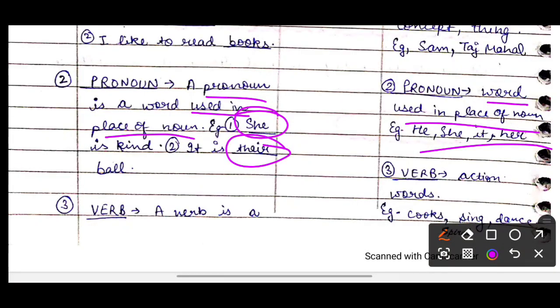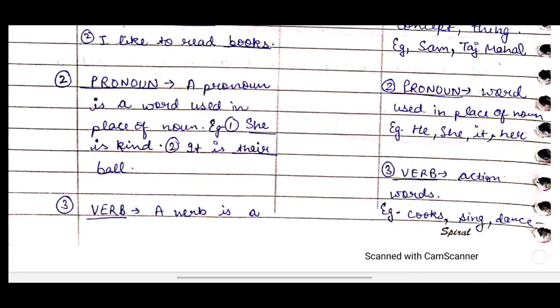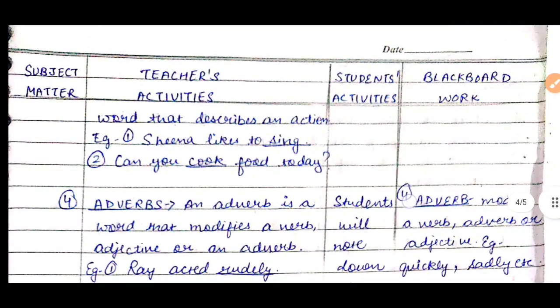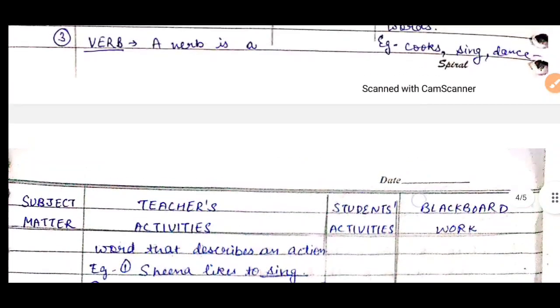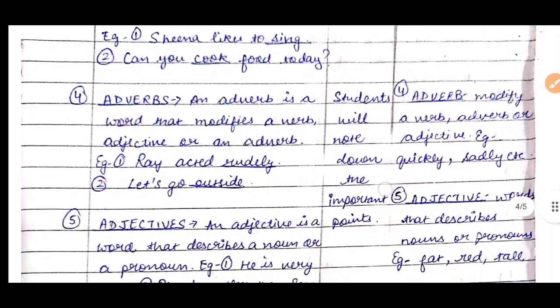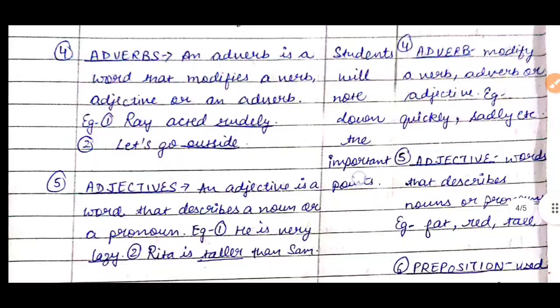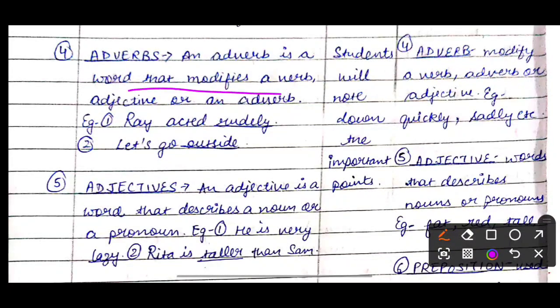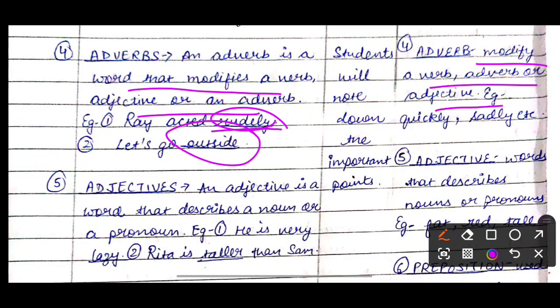Okay, the next part of speech is verb. Now a verb is a word that describes an action. First is, Sheena likes to sing. Can you cook food today? So these are all verbs. Okay, verbs are action words. Next comes adverbs. Okay, so what is an adverb? An adverb is a word that modifies a verb, adjective, or an adverb. Like for example, Ray acted rudely. So rudely here is an adverb. Let's go outside. Outside is an adverb. And same thing, the definitions we are going to write on the board and give examples also. What will students do? Students will note down the important points in their notebooks.